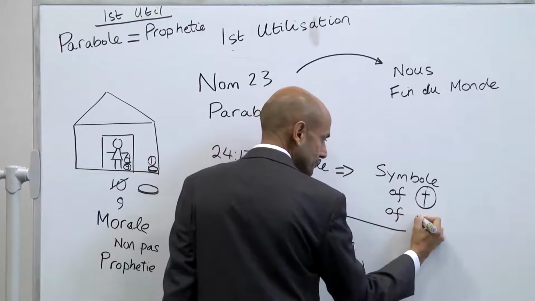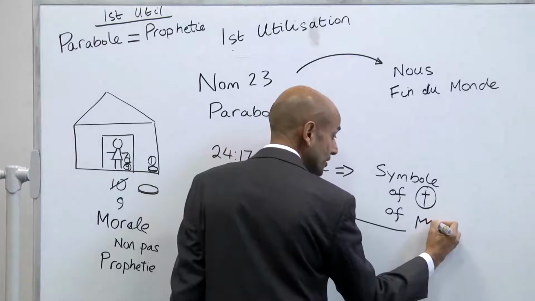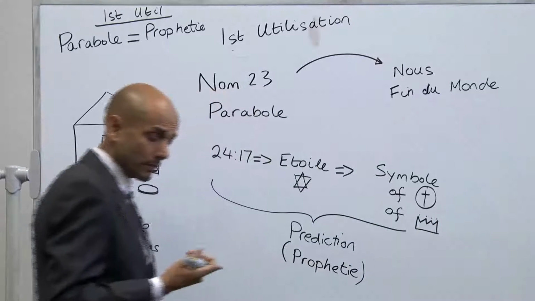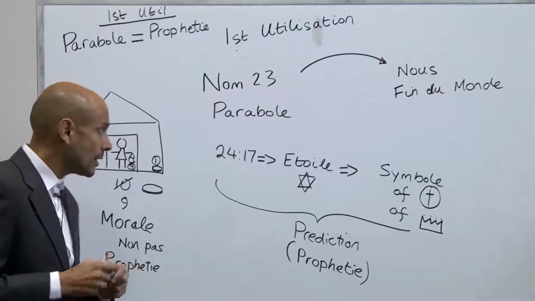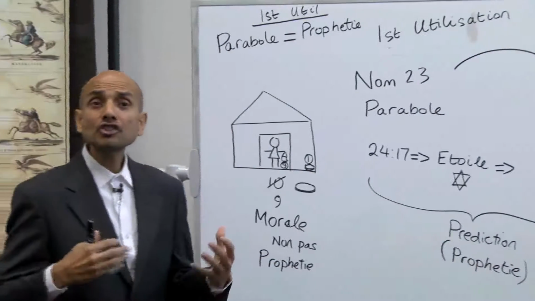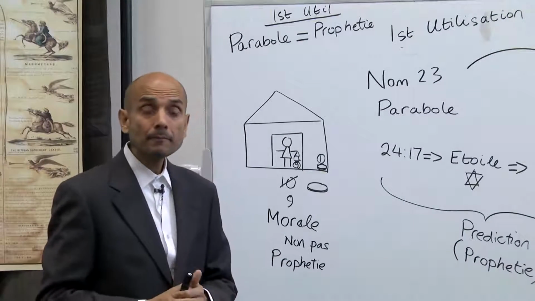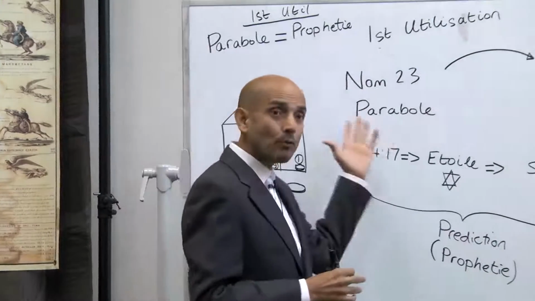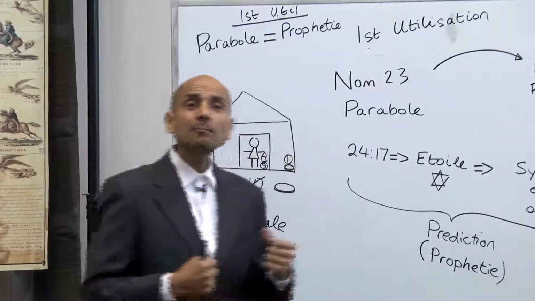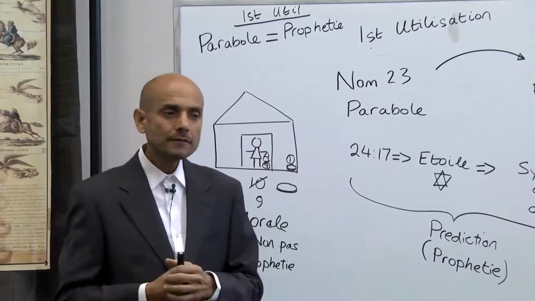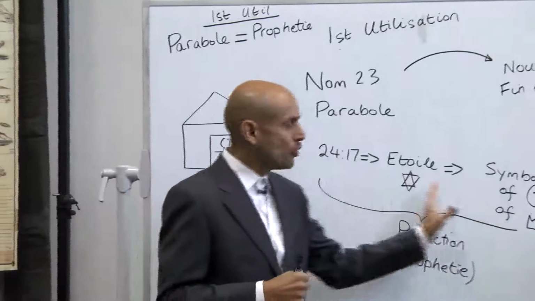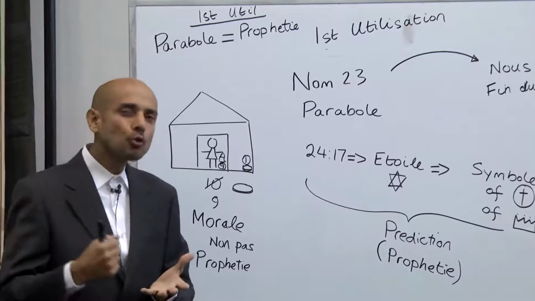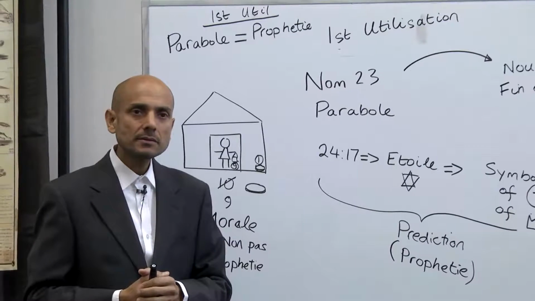But I would like to give another symbol. Same person, but I'm going to put a symbol of a crown, because this person is going to rule. And if you read the prophecy, the parable, you'll see that Balaam is predicting that this person, this star, is going to come and destroy his enemies.